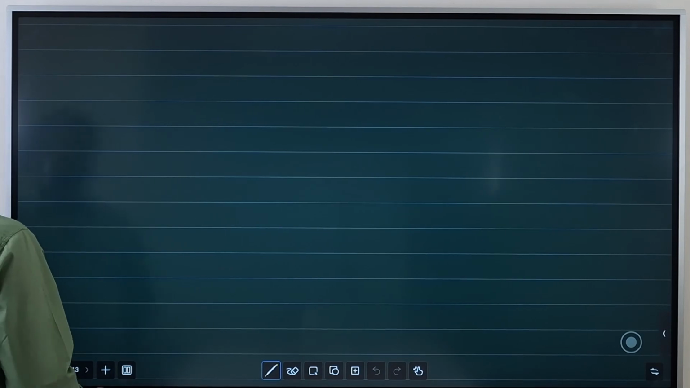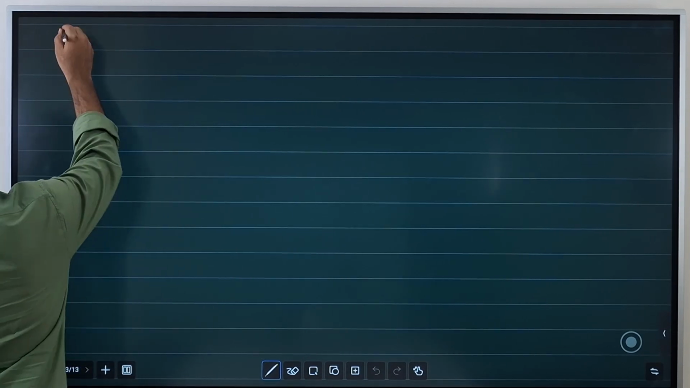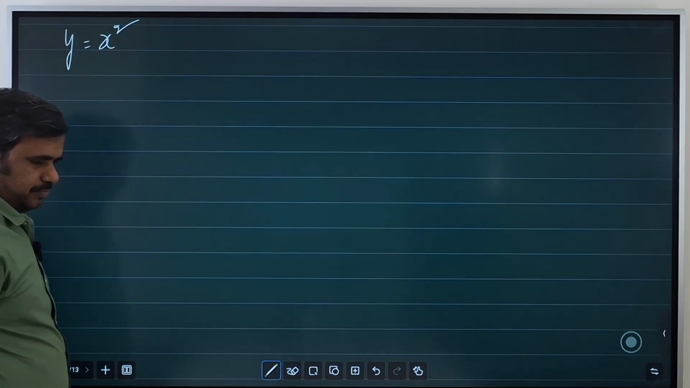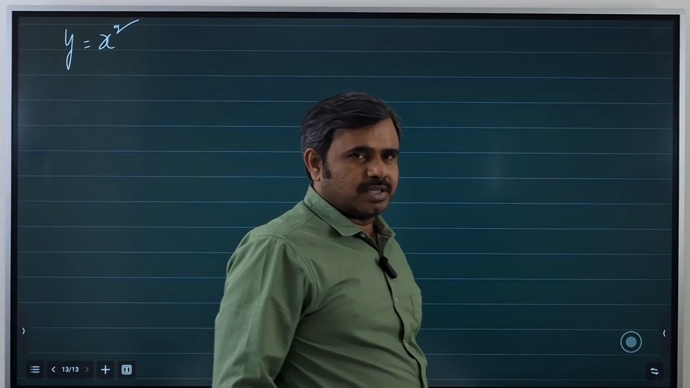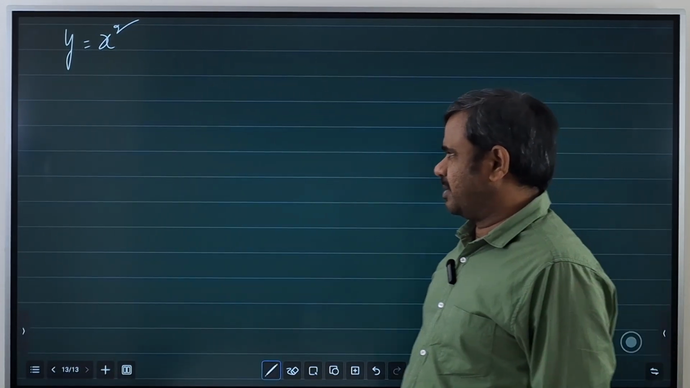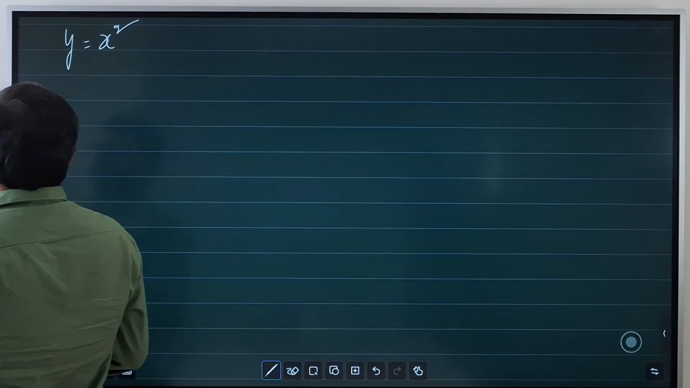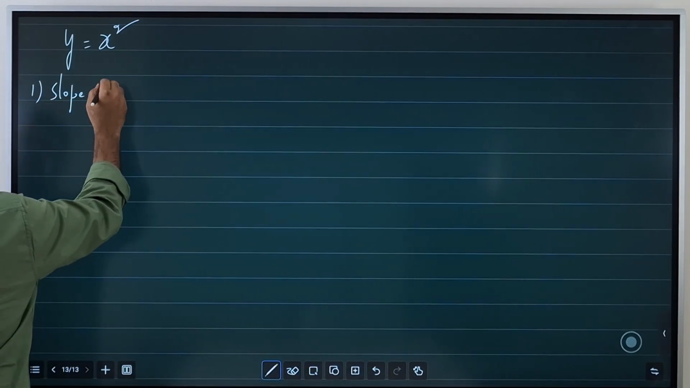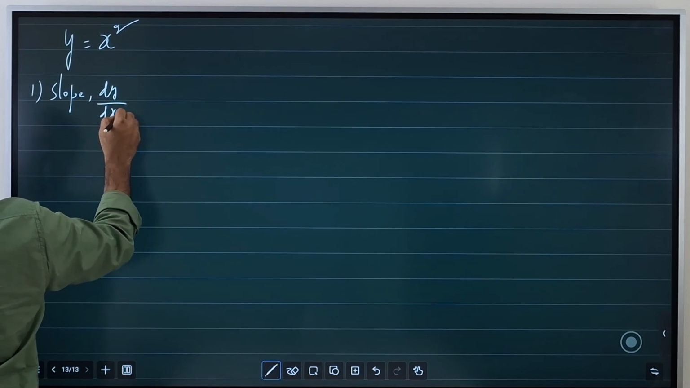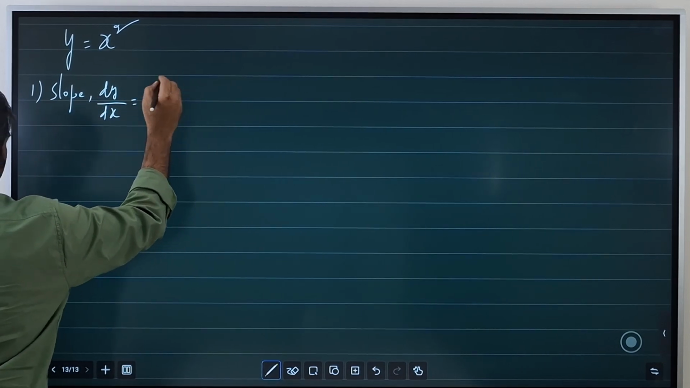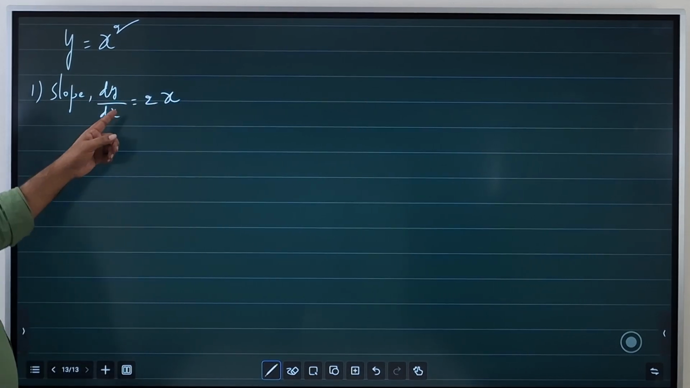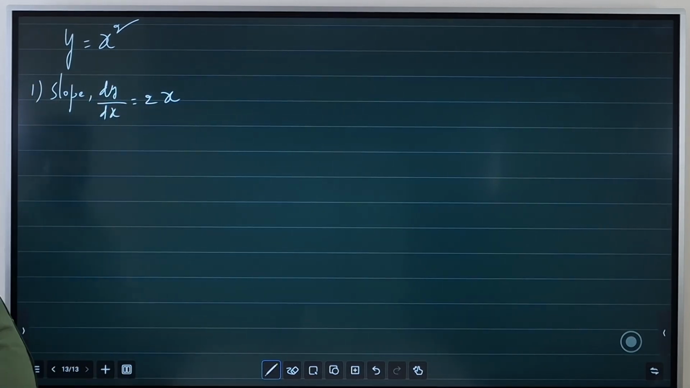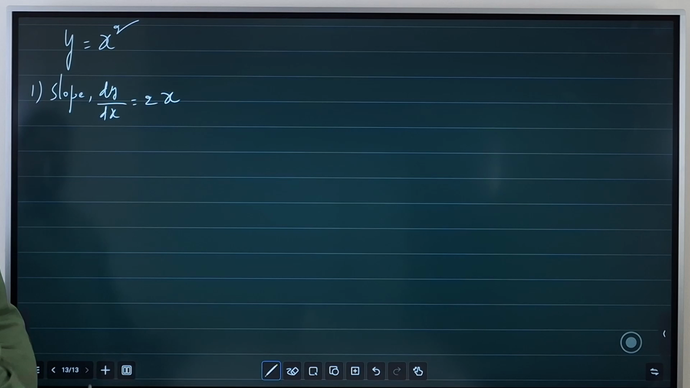Let's look at one more. Take this function, y is equal to x square. Let's look at this graph. Find out the slope. dy by dx is equal to 2x. Look at the slope. It's not a constant. Slope is not a constant.